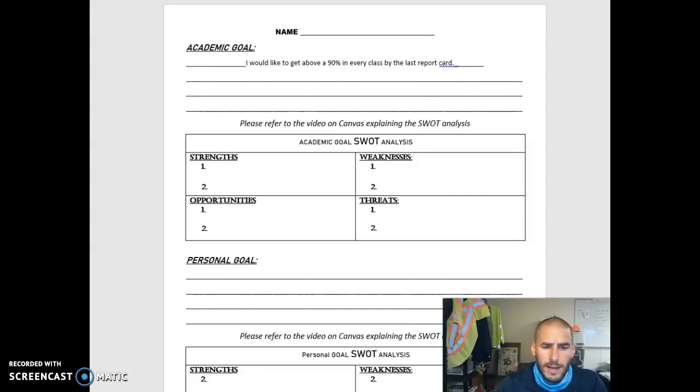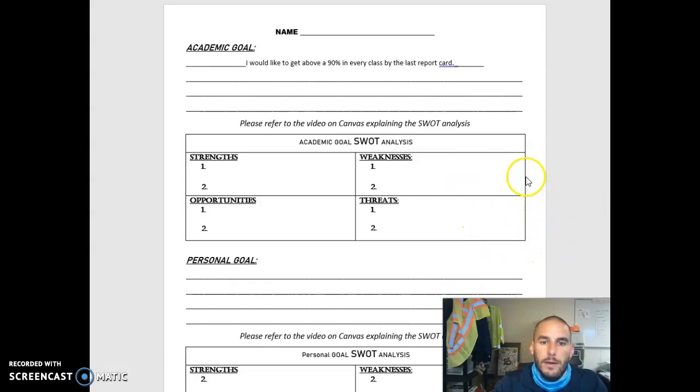Now, a SWOT analysis is an acronym that stands for strengths, weaknesses, opportunities, and threats. And it's a business strategy that basically evaluates the health or the ability for the business to thrive. And so we're going to apply that to your goal. So I'm going to run through this, and then you guys will be able to go ahead and work on that.